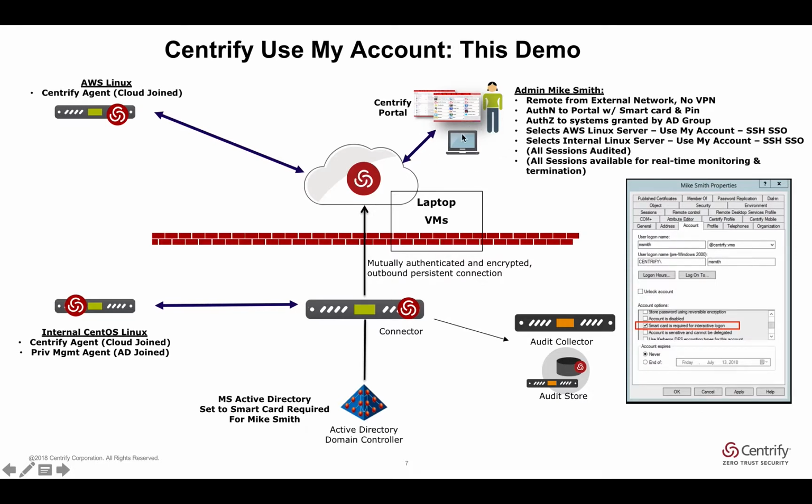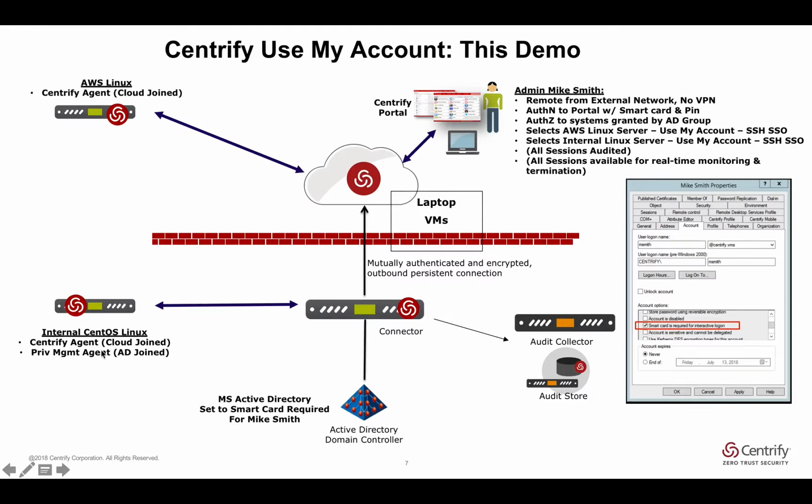So I can also get to external AWS Linux machines. I have an AWS account with a Linux machine running there. My admin's name is Mike Smith. My AWS Linux machine has the Centrify agent on it that's cloud joined, and my internal Linux machine has that same cloud join agent, but also has the traditional privilege management agent on there as well.